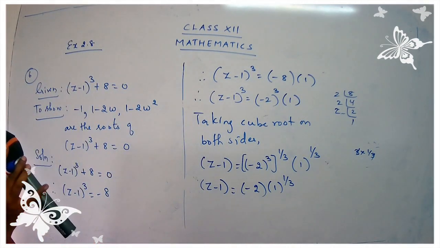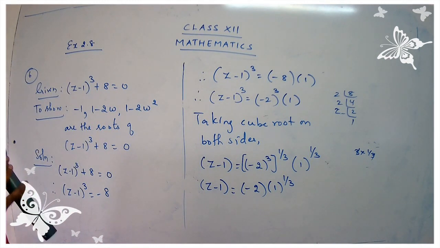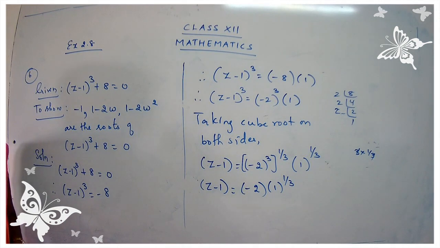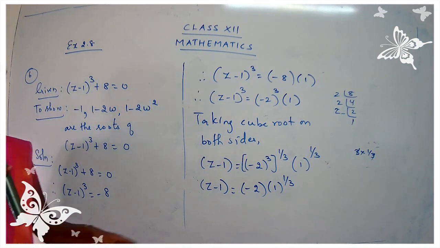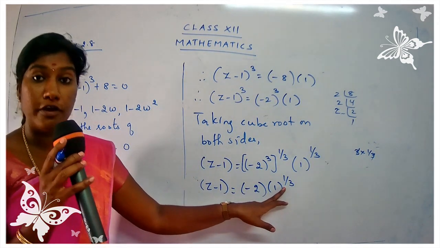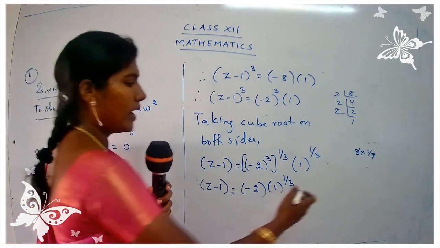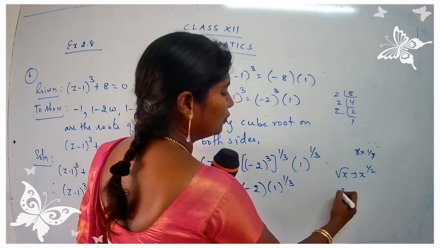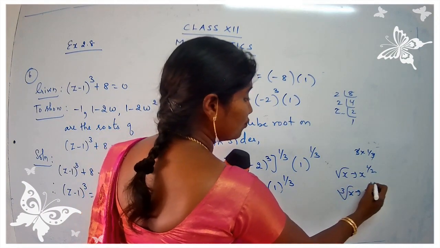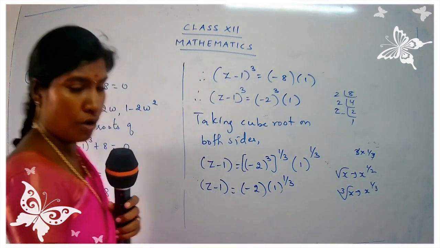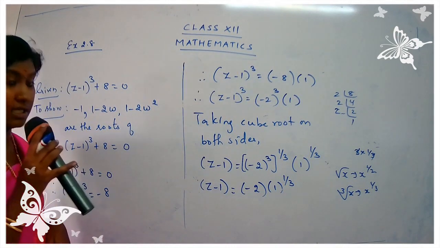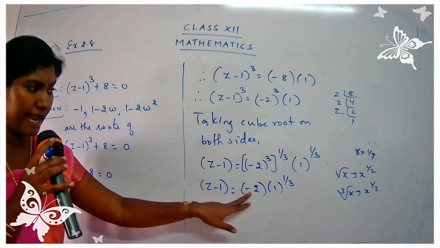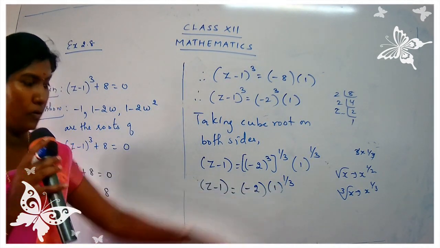So what we get here, z minus 1 is equal to minus 2, 1, the whole raised to 1 by 3. That is, we have just written the cube root in terms of power. Square root of x is written as x raised to half. Cube root of x is written as x raised to 1 by 3, and so on. Okay, children? So what do you get here? Z minus 1 is equal to minus 2, 1, the whole raised to 1 by 3.